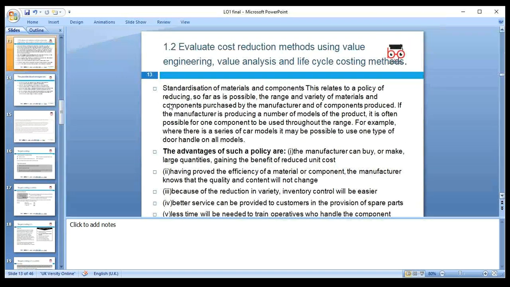Okay, next we're looking at 1.2, evaluate the cost reduction methods. There are cost reduction methods: how we can reduce the cost.